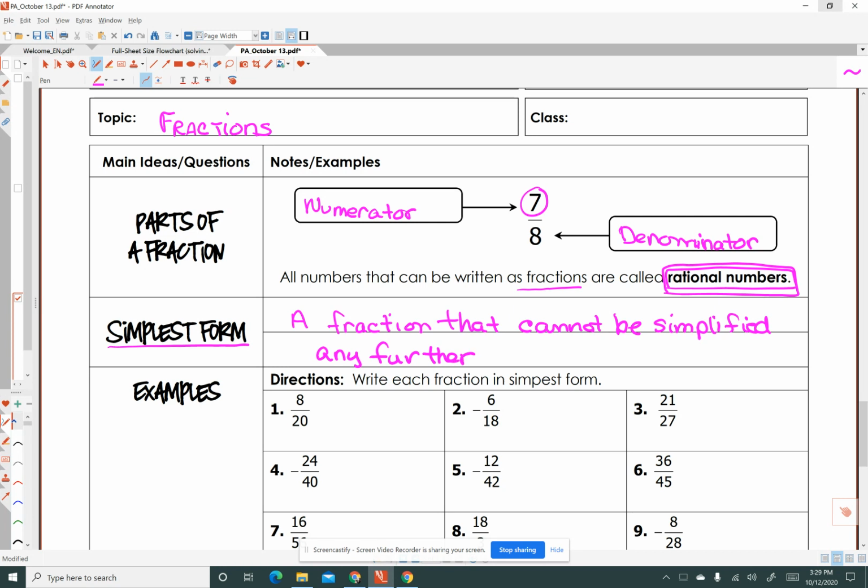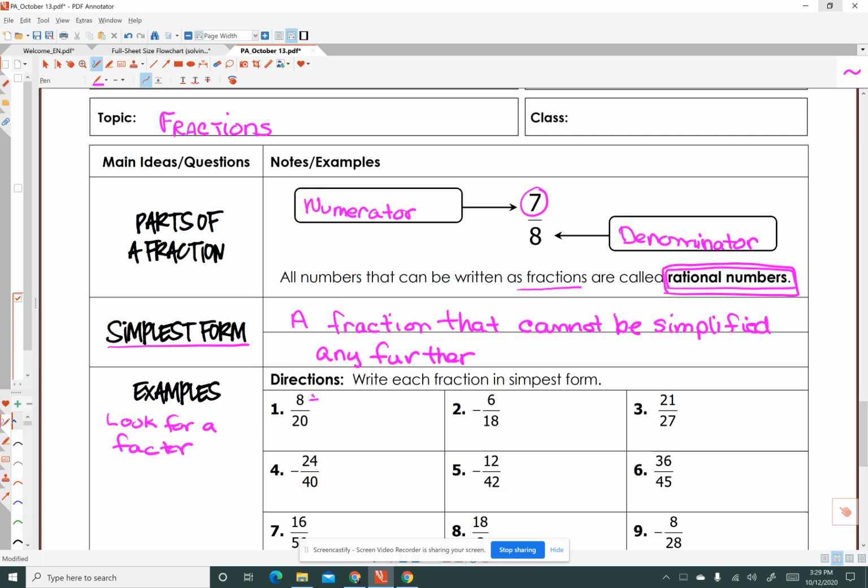So we're going to write each of these fractions in their simplest form. Now, with some of these fractions, we're going to look for a factor that is common to both of these, and hopefully we can look for the greatest common factor, but if we don't find the greatest common factor, we can keep factoring until we get to simplest form.